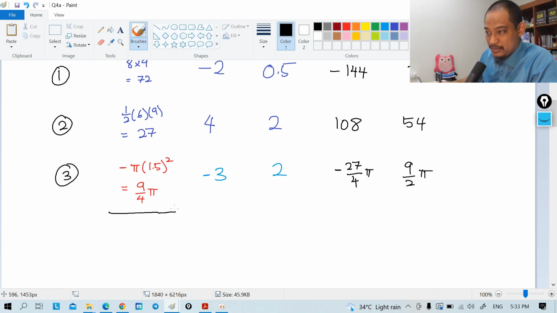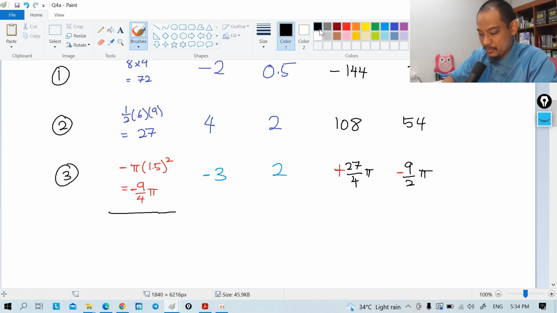Alright, so this is just the summation. So we have 72 plus 27. Oh, sorry. I just realized I made a mistake in terms of the negative. I forgot the negative here. Because this area is negative, the multiplication should carry the negative. So negative times negative becomes positive, and negative times positive becomes negative.